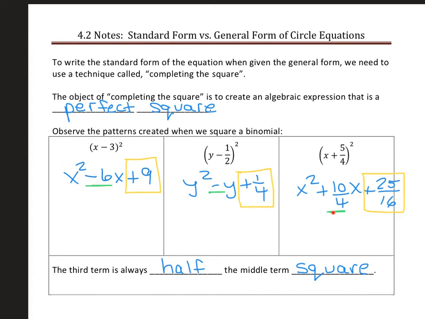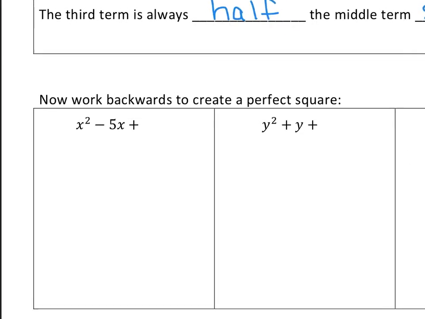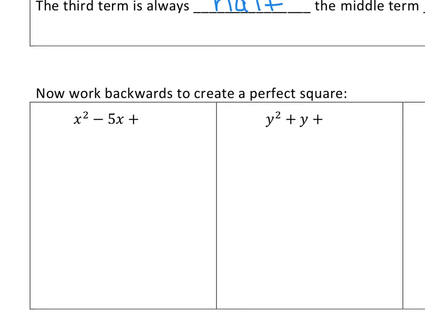Half of 10/4 would be 10/8, if you will, or 5/4. And 5/4 squared then gives you that constant, 25/16. So that's the pattern, and we're going to be using that pattern over and over to create perfect squares. Okay, so let's take a look at the first example. So we're just building a little skill for right now, and then we're going to apply this to circle equations.